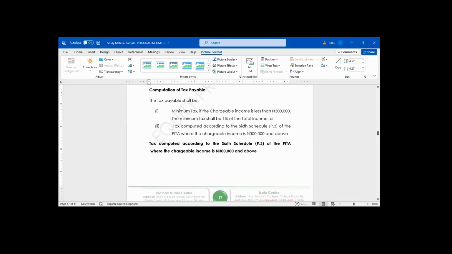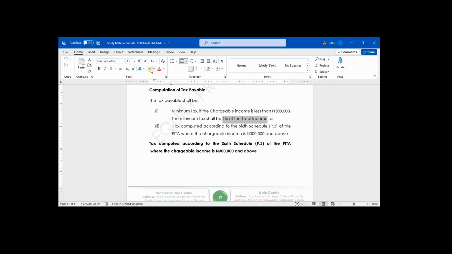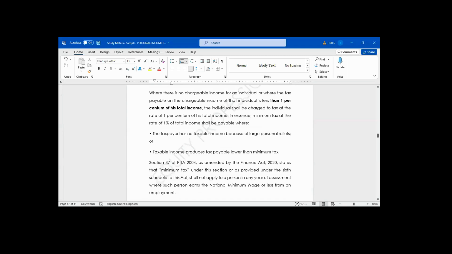When your chargeable income is less than 300, your personal income tax will be based on minimum tax. And that minimum tax will be 1% of your total income. What is total income? Like I said earlier, total income is earned income plus unearned income. 1% of it will be your minimum tax.